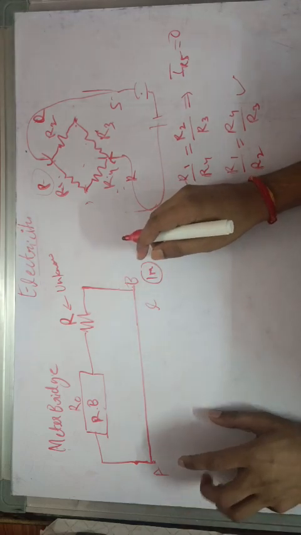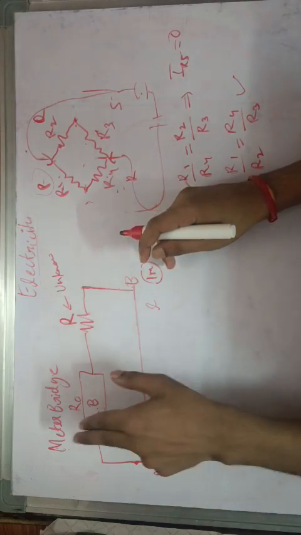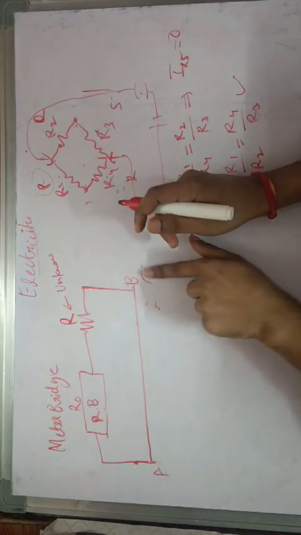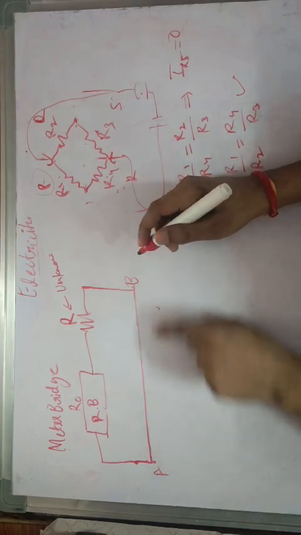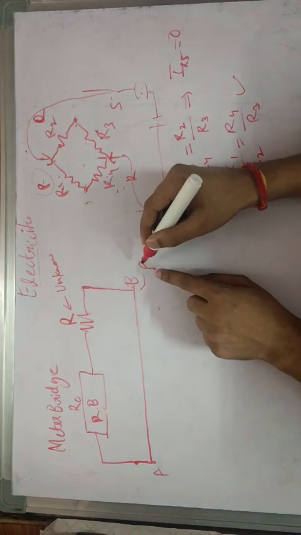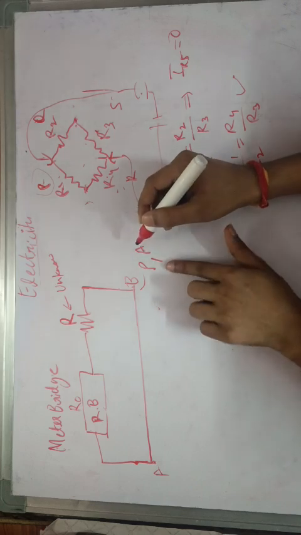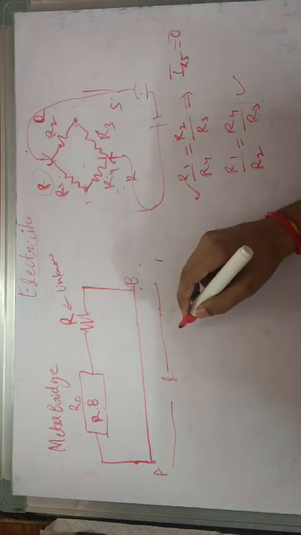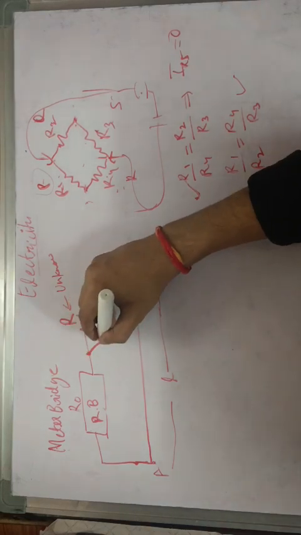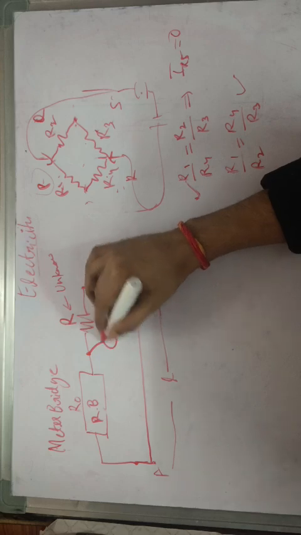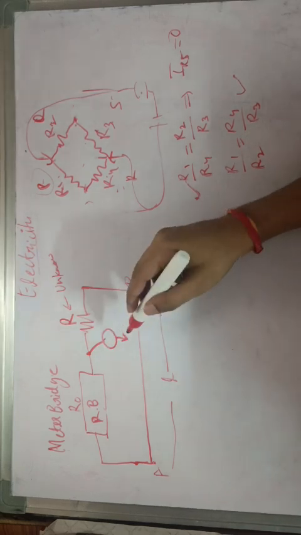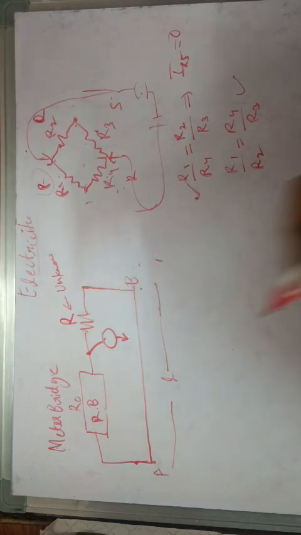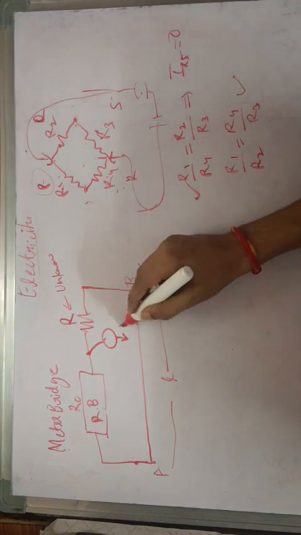It is not always necessary to take this as 1 meter. In a meter bridge, because its name is meter bridge, it is taken as 1 meter in length. But the concept is that it is a uniform wire, of uniform resistivity and uniform area of cross section, with length L. From this point I take a galvanometer and a key here. What is this called? Jockey. This is called jockey.